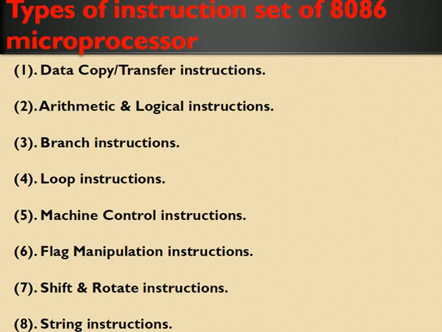First one is data transfer group. You know very well data transfer: transfer the data from one to another. The example of data transfer is MOV. For example, MOV AX, some data, that is 16-bit data. Here MOV AX, 1234 means move 1234 data, 16-bit data, into AX register.